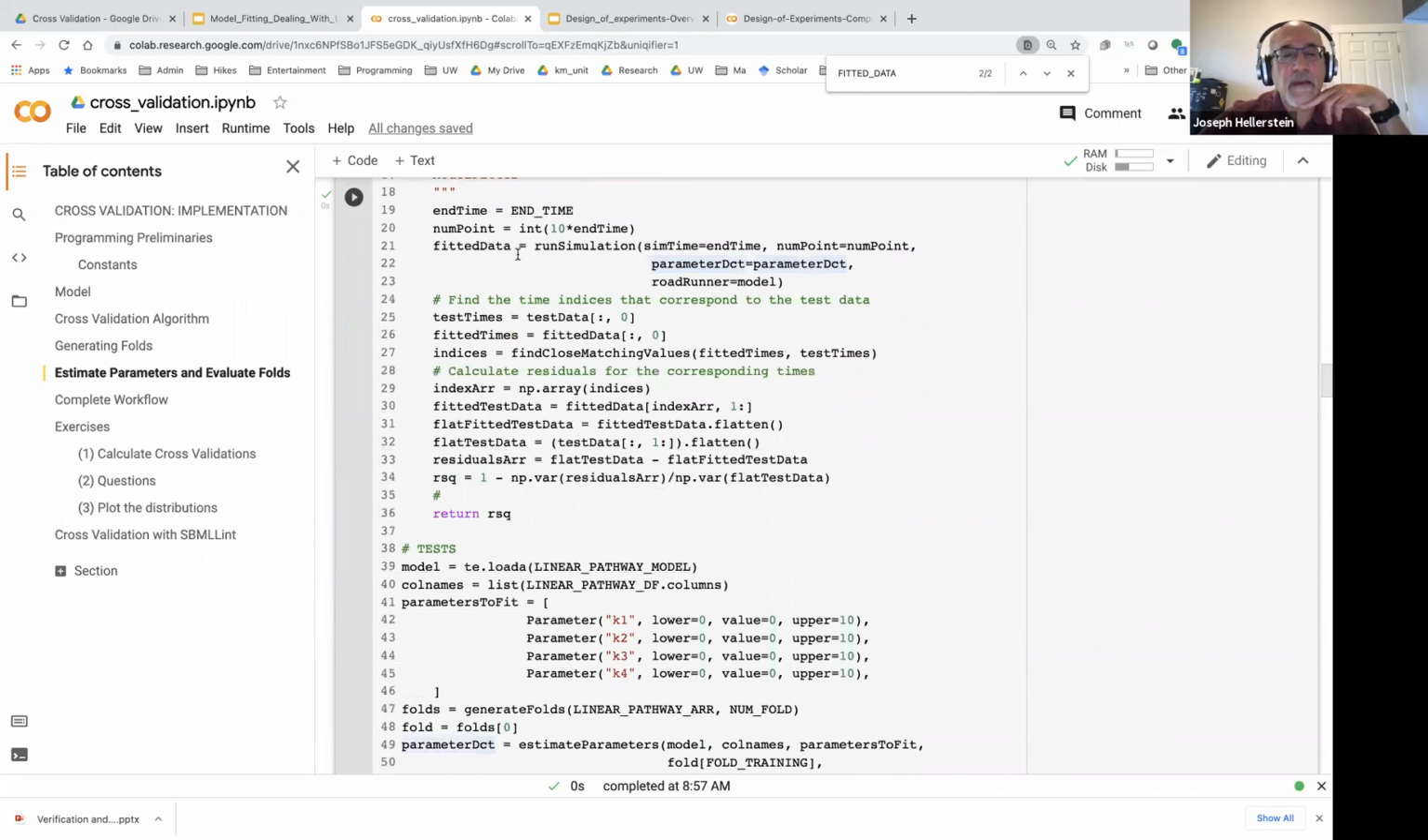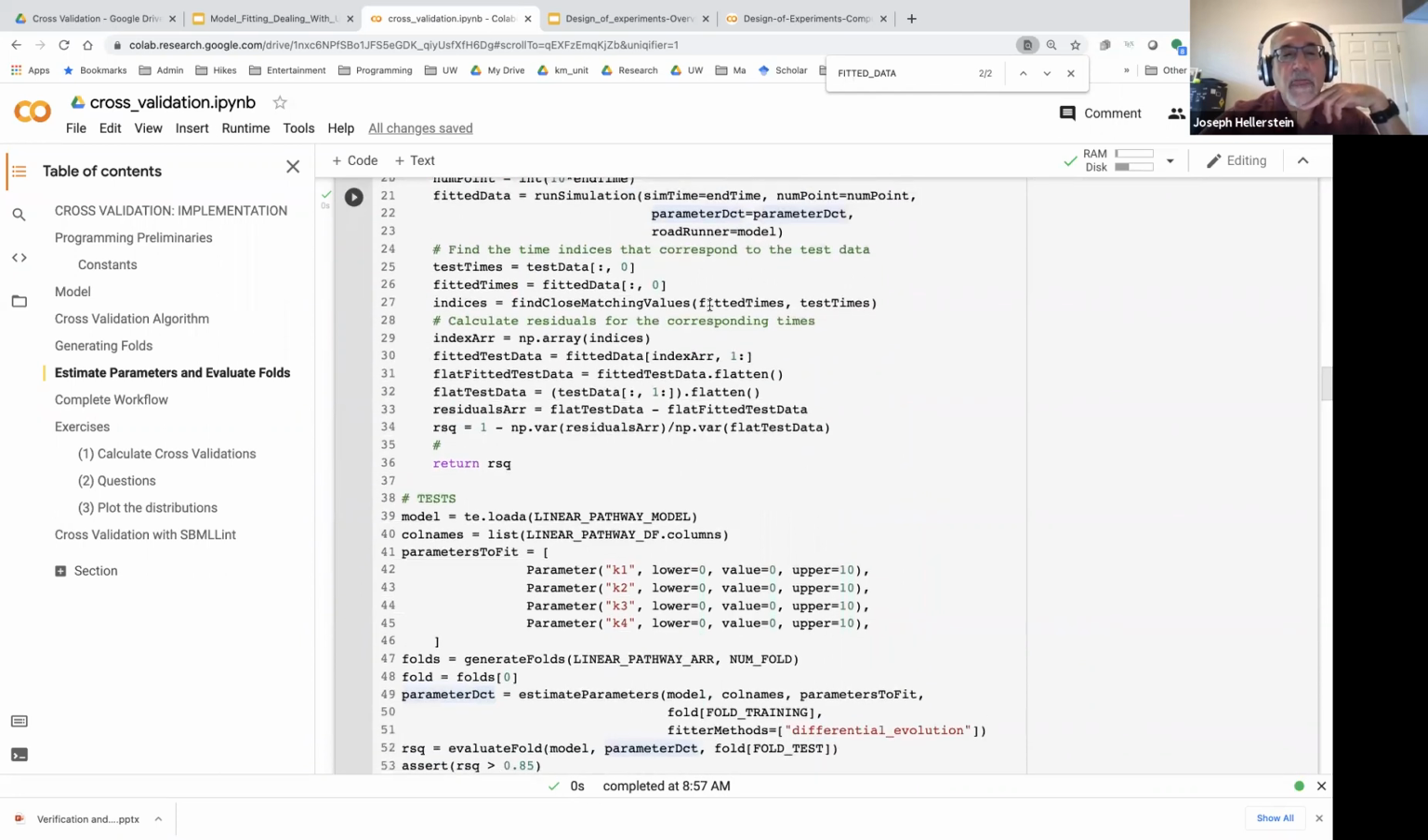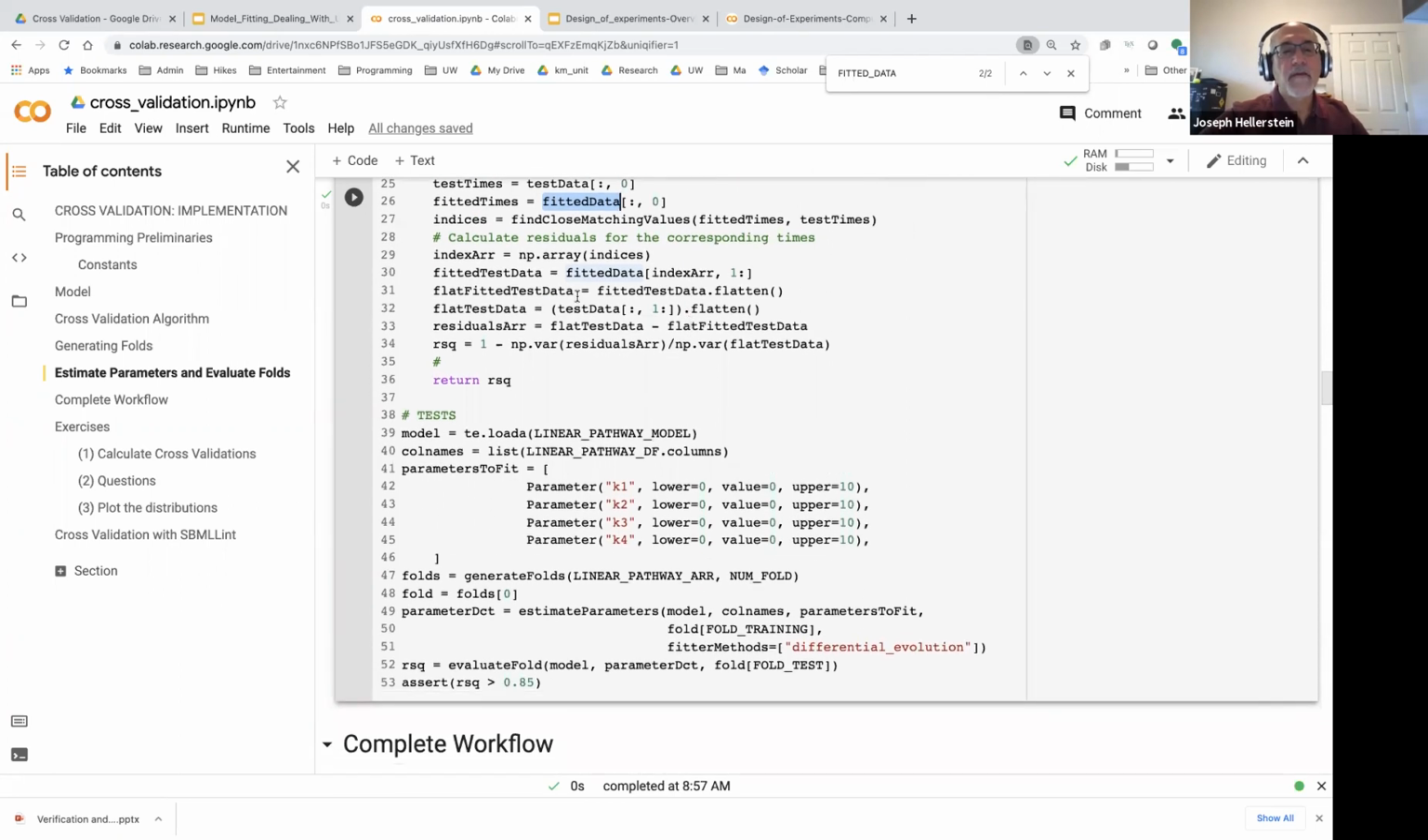That gets us our fitted data. And then this is where one of the challenges is, your test data. Here's the fitted data, here's the test data over here. What we're picking up are the times associated with the fitted data and the test data, because it may be that they don't come from sources that are totally compatible. So this picks indices that are closest matching for each one, so you get them aligned right. That's the time alignment.